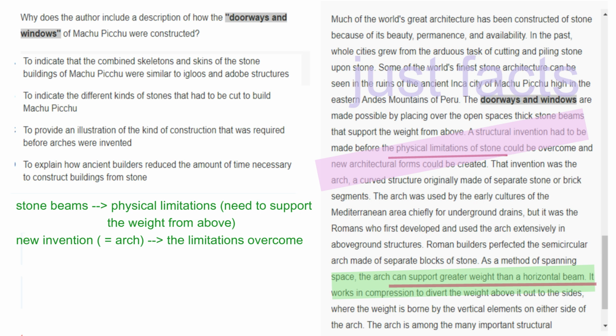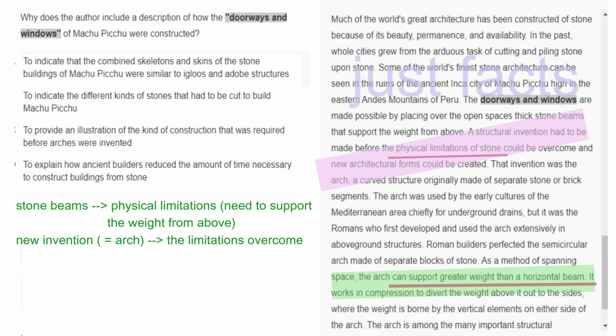B. To indicate the different kinds of stones that had to be cut to build Machu Picchu. This option is incorrect. While the passage mentions stone construction at Machu Picchu, it does not provide any details about different kinds of stones used or having to cut various stone types.